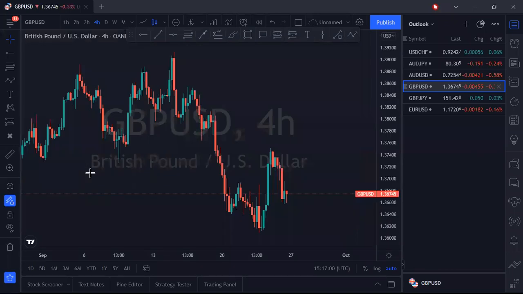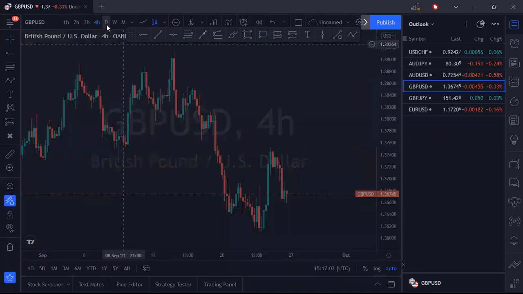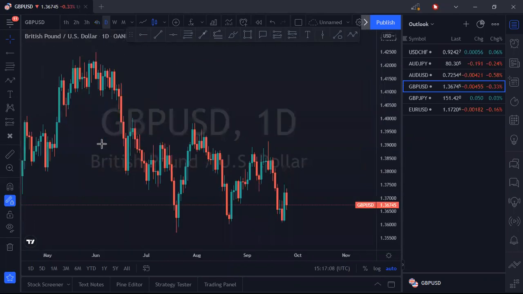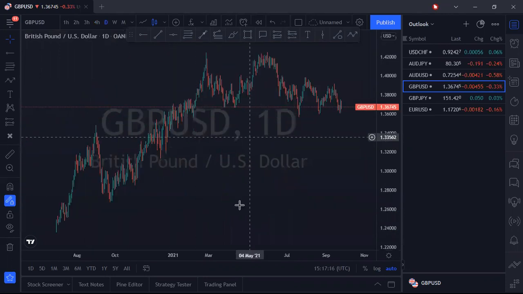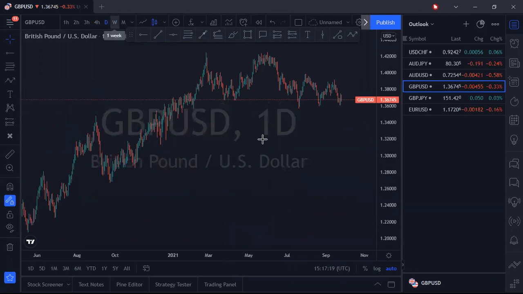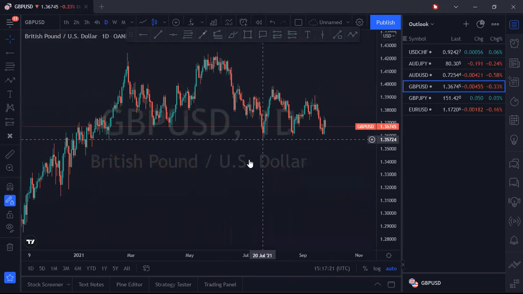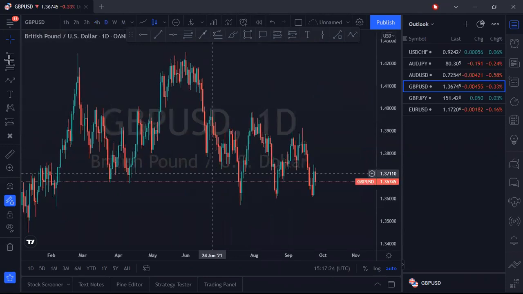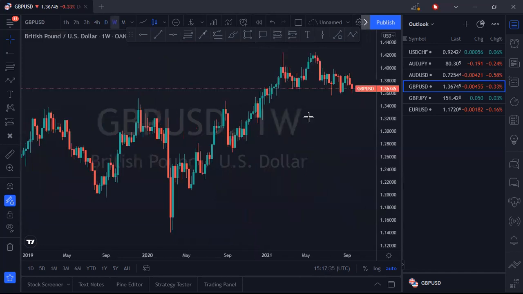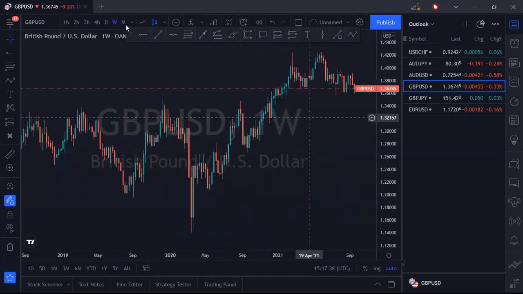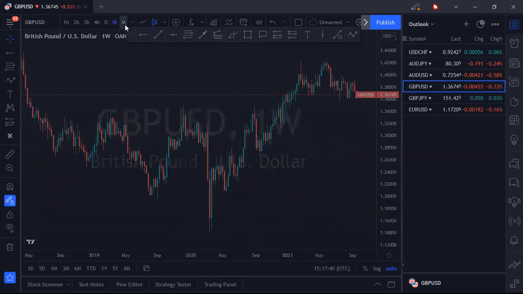Okay, all right. So let's get to the higher time frame and see. Let's get to the daily and see what is happening. Okay, so this is what is happening on the daily. On a larger perspective, I could see some form of indecisiveness on GBP USD. Let's see what is happening on the weekly. Let me quickly zoom into the monthly and see.